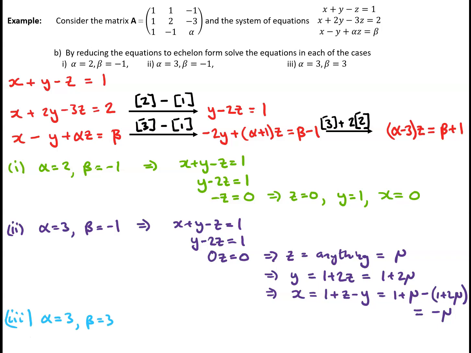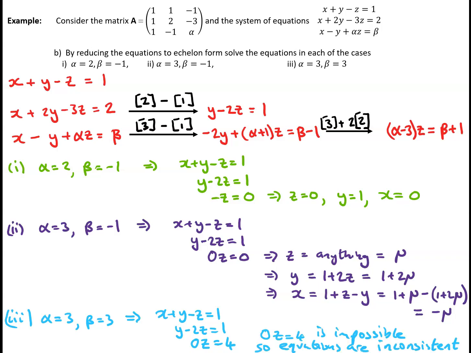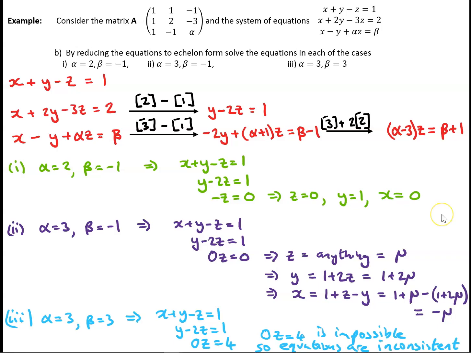If alpha equals 3 and beta equals 3, then the system of equations becomes x plus y minus z equals 1, y minus 2z equals 1, 0z equals 4, which is impossible, so we can simply say that the equations are inconsistent.